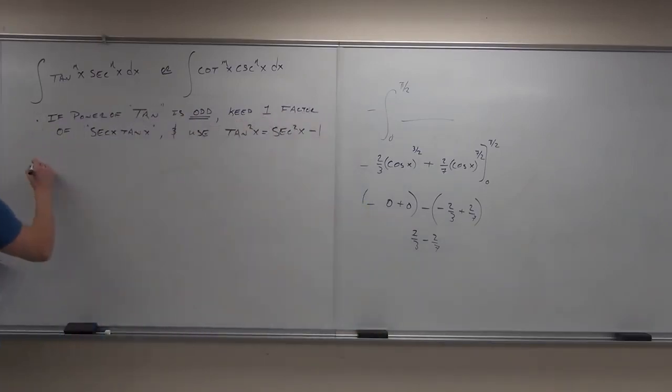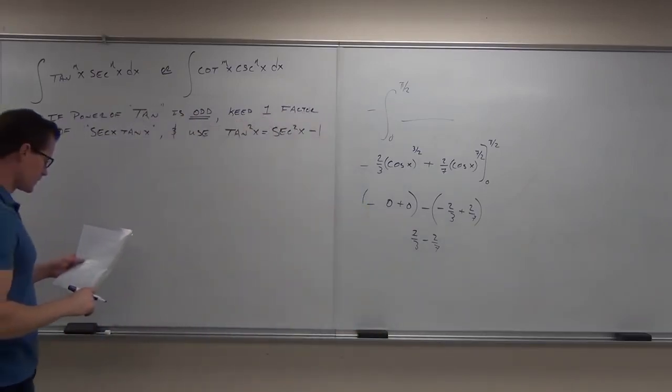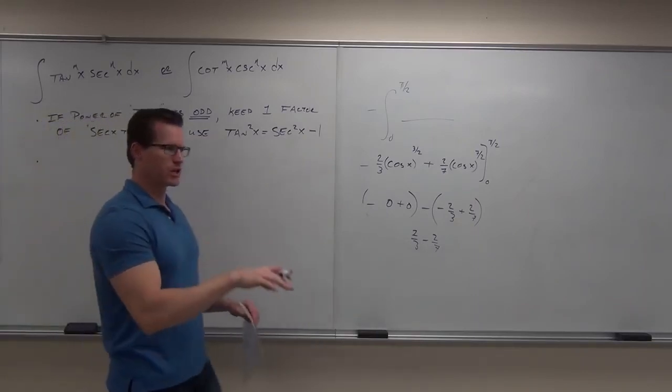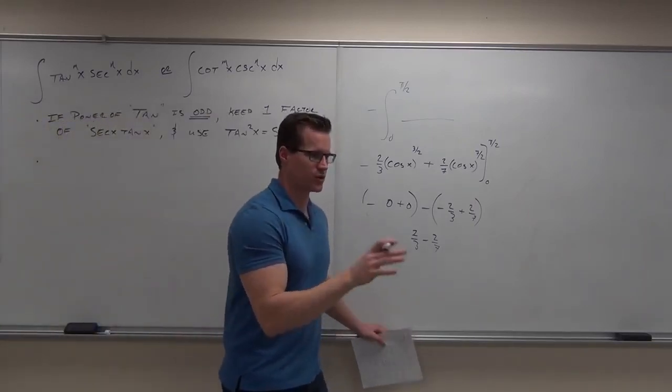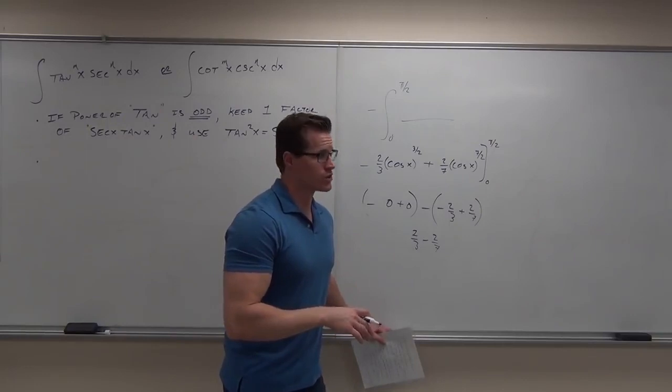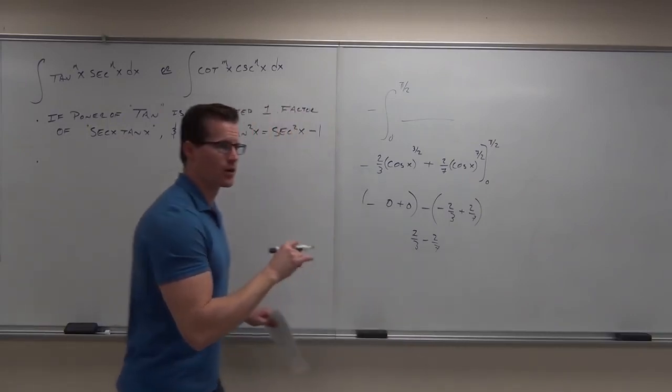Now, let's say that the power of, so we check first the power of tangent, okay? If it's odd, you're good. Then if it's not, we're going to check secant. Let's say the power of secant is even.